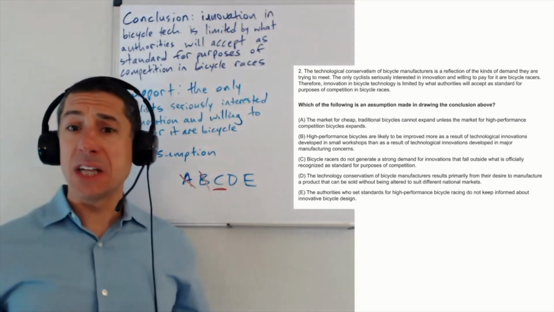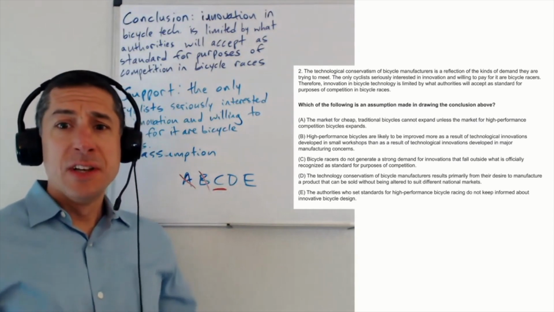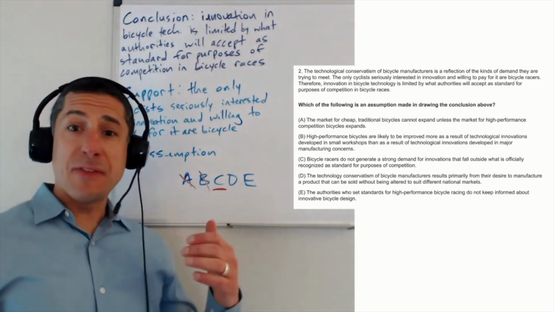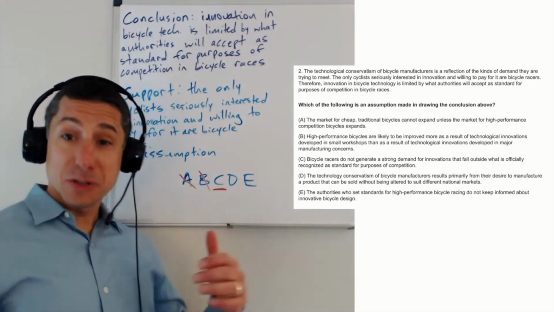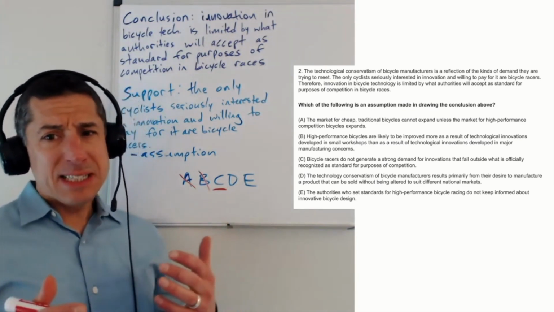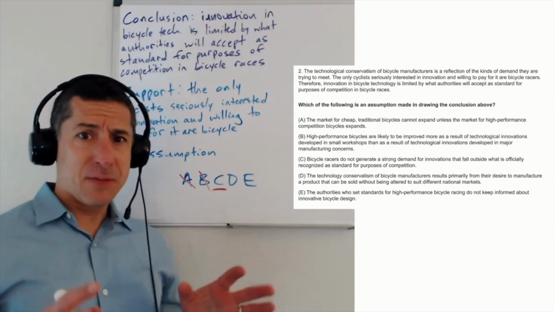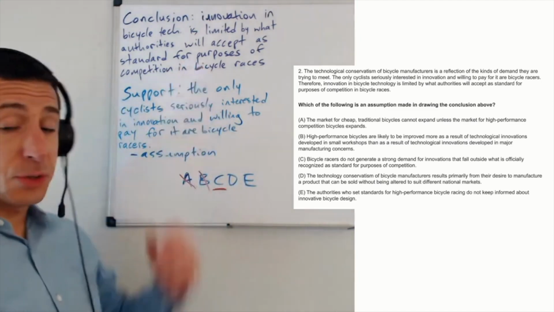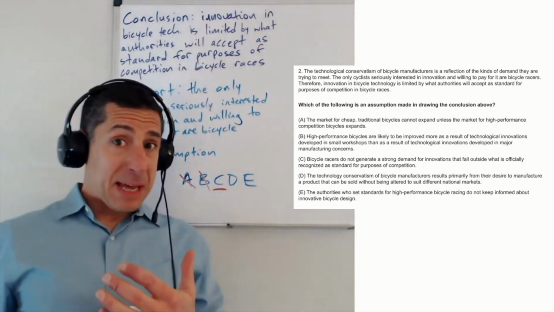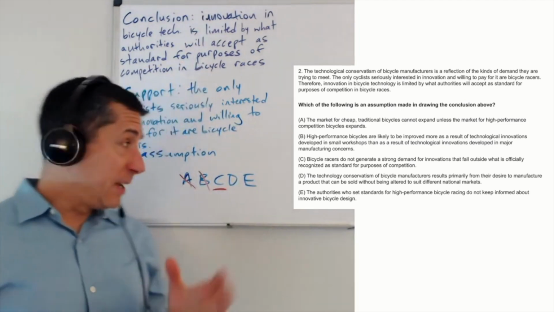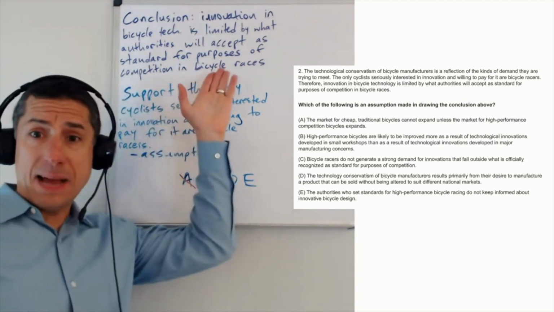What about D? The technology conservatism of bike manufacturers results primarily from their desire to manufacture a product that can be sold without being altered to suit different national markets. A couple ways to think about this. One is, why are we talking about different national markets? That has very, very little to do with this. Another way to think about it is, what does this do to the conclusion? If you add that into the support, what happens?